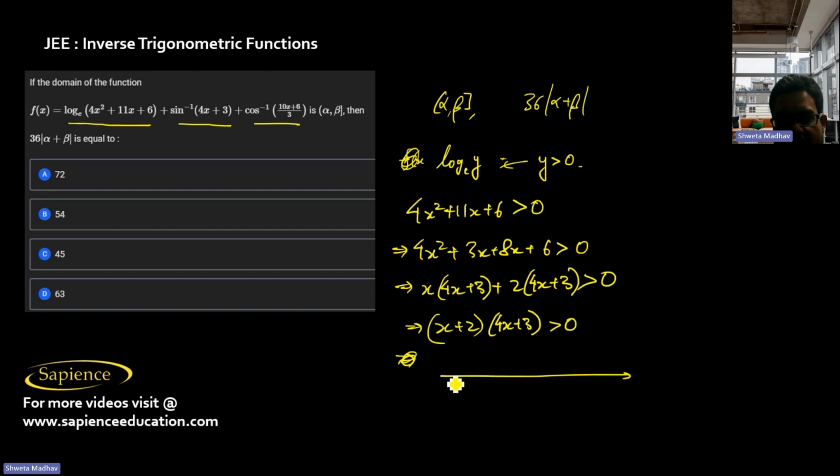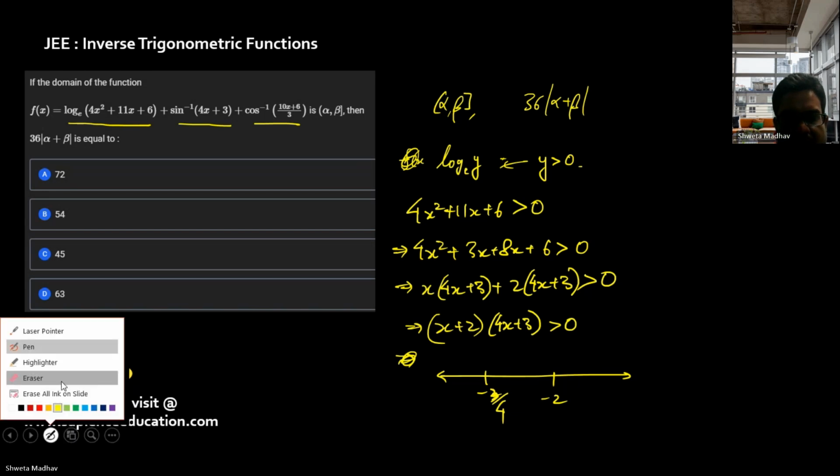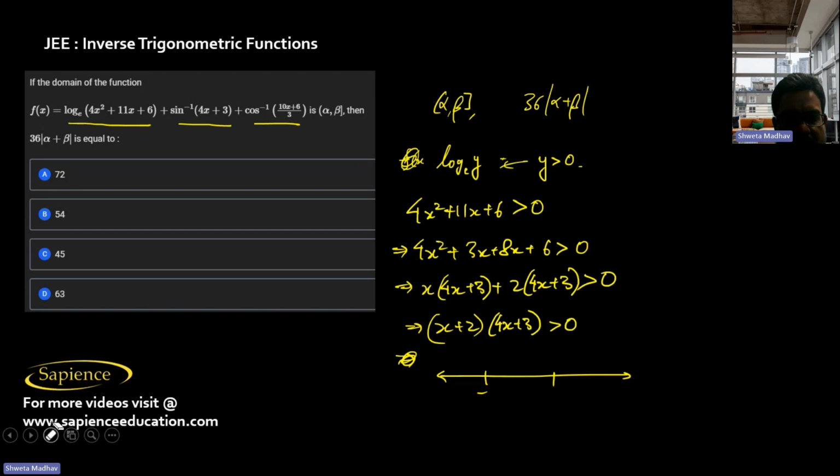So here we can say that this is minus 2, this is minus 3 by 4. Minus 2 will be less than minus 3 by 4. So here is minus 2, here is minus 3 by 4. If I put x equal to 0, this will be greater than 0. So this is positive, negative, positive. So here we have to take the positive one only. So x belongs to minus infinity to minus 2 union minus 3 by 4 to infinity.